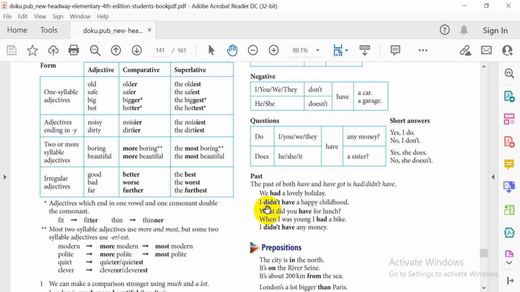Right? And when we make it a question, say: what did you have for lunch?